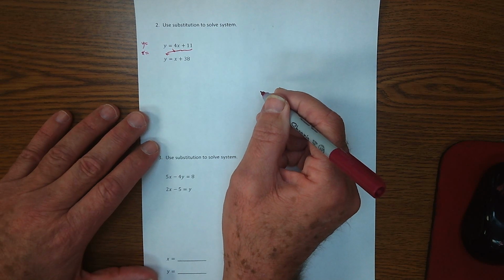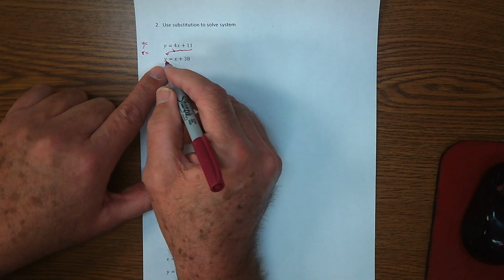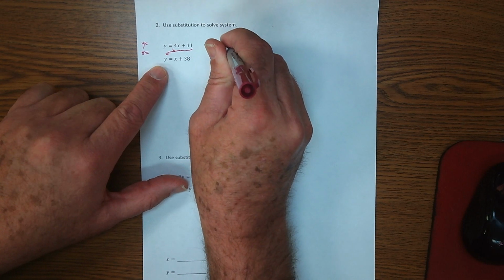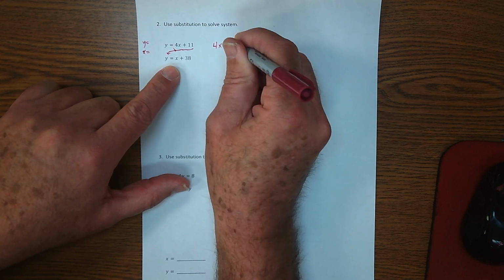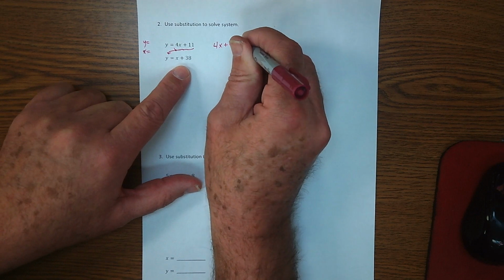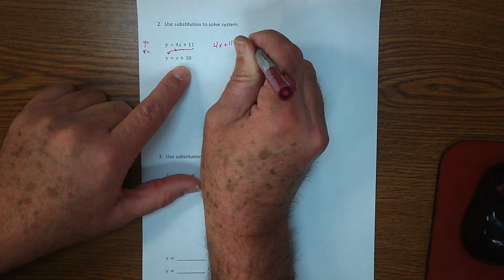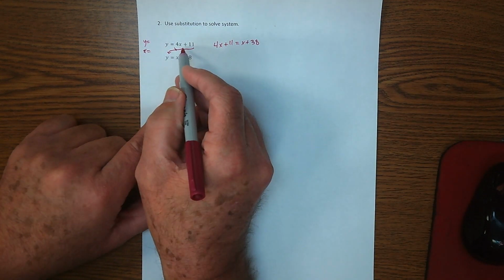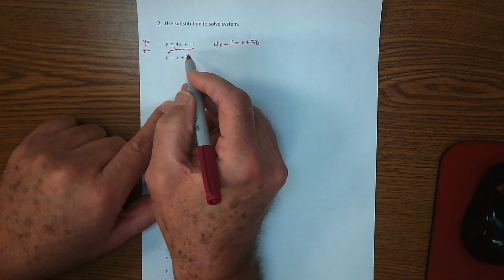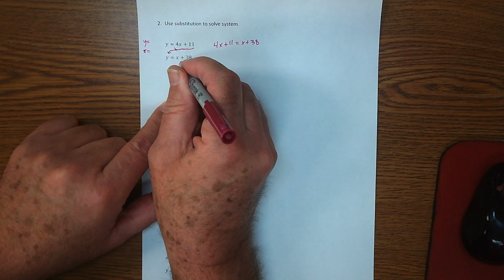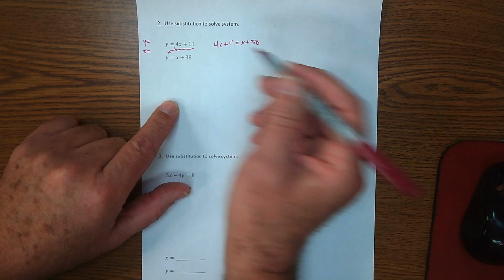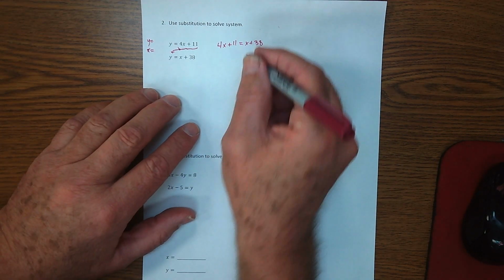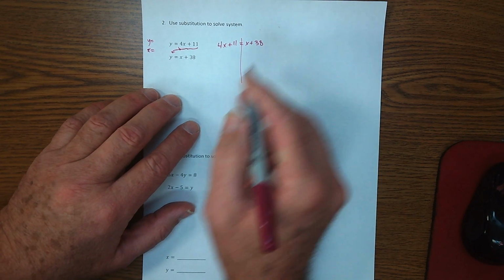Okay? So I take this y out, I put in the 4x plus 11 for that y, and then that equals x plus 38. Okay? Once I get that substitution made, I put that in where that y is. Now I could have, yes, put this value into that y right there. It doesn't matter which way I go. It would just reverse the equation. So once I get there, I just have to solve the equation.